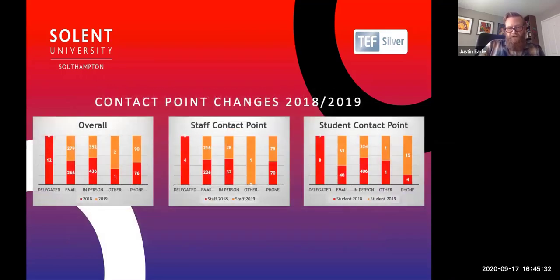We can look at the different contact points as well, and we can see that there wasn't a great change in the contact point itself, especially for staff. It was very, very even between 2018 and 19, but students, we could see, emailed us more and came to us less in person, and they also telephoned us more. So this could be a consequence of our details becoming more visible via the induction.